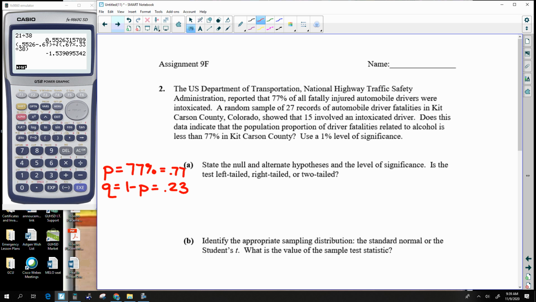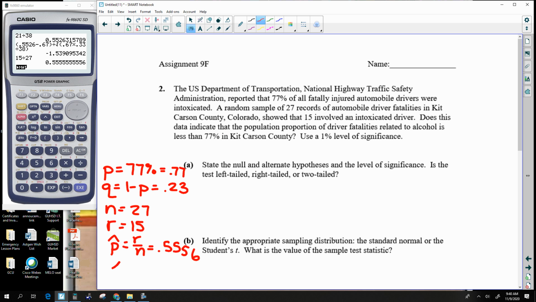All right, so we take a random sample of 27 records of automobile fatalities in Kit Carson County, Colorado, which showed that 15 were intoxicated drivers. So a sample size of 27 showed that intoxicated deaths due to alcohol were 15. So R divided by N says the probability of our sample is 0.5556.